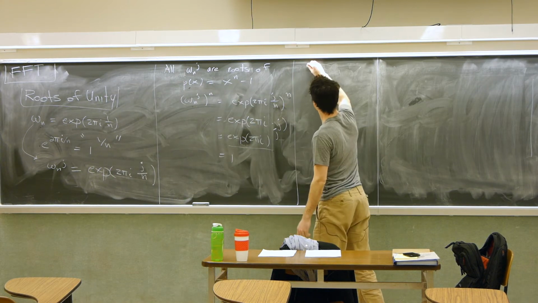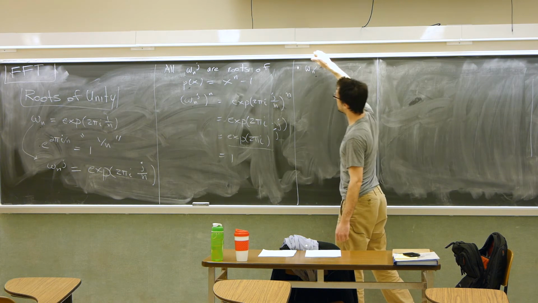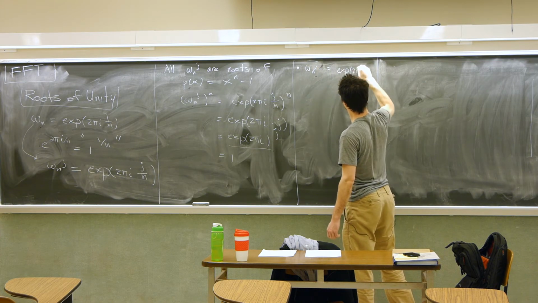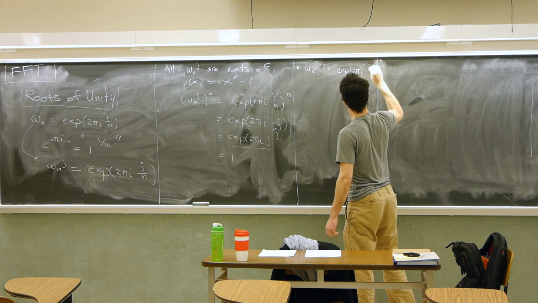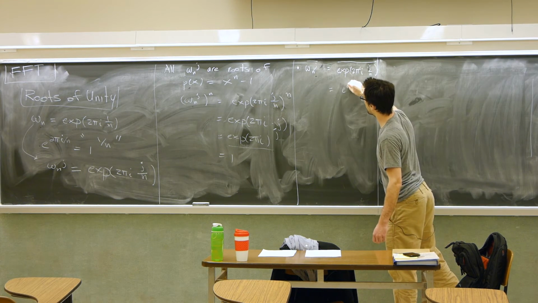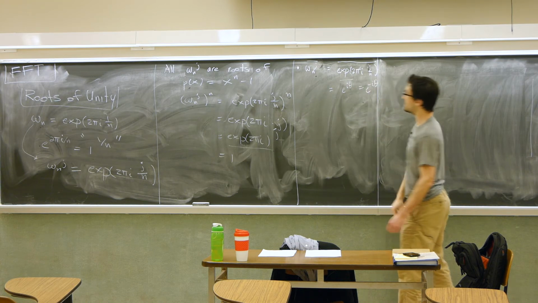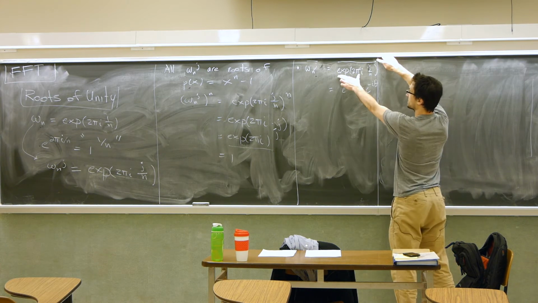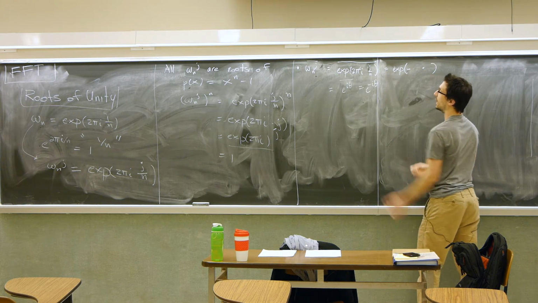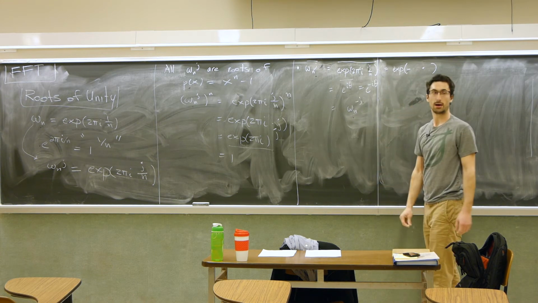Another kind of cool thing is if you have the jth power of an nth root of unity, and you take the conjugate, well, that's equal to taking the conjugate of this. But when you take the conjugate of something of this form, it's really just introducing a minus sign in the exponent. And so this is really just equal to the nth root of unity raised to the negative j power.